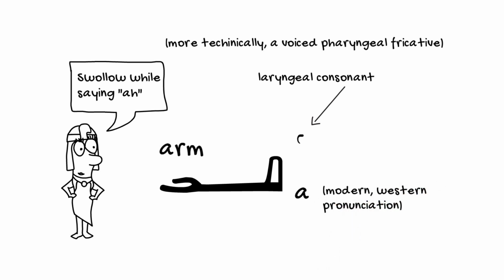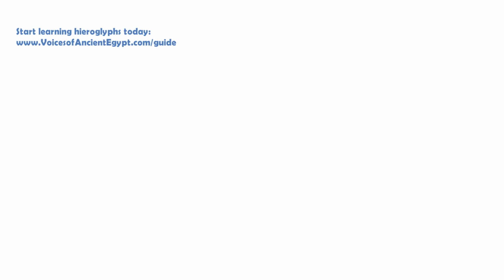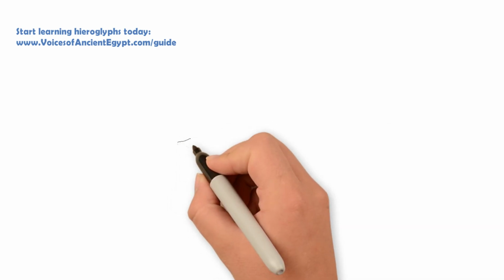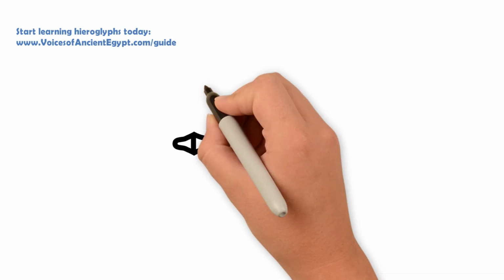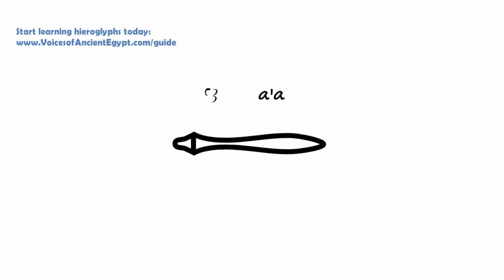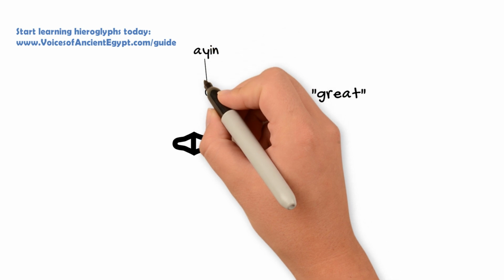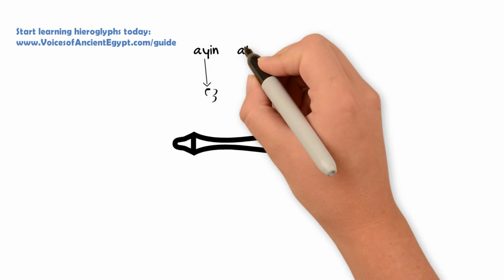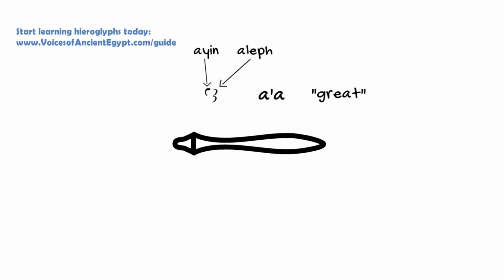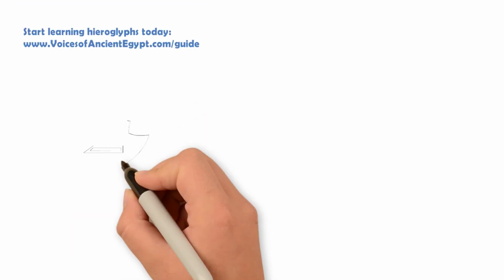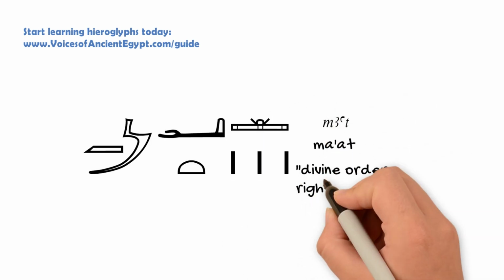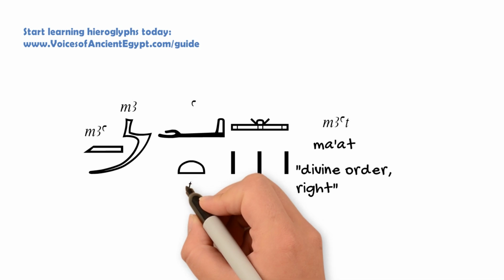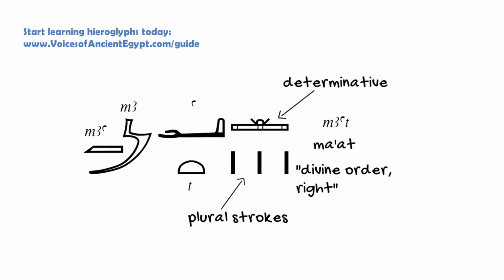You could use it in a variety of words, and we've actually seen it a couple of times in other videos that I've done. So for example, we could see this in the word that we've seen before, which is great. And like the aleph with the ayin, we also pronounce this in modern times, at least in the West, as an ah sound because people have a hard time pronouncing that ayin sound. So in this case, we would just say it that way for this. And similarly, we can see this also in the word for ma'at, this concept of divine order or what is right, basically.